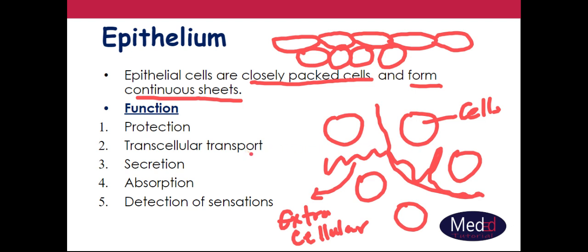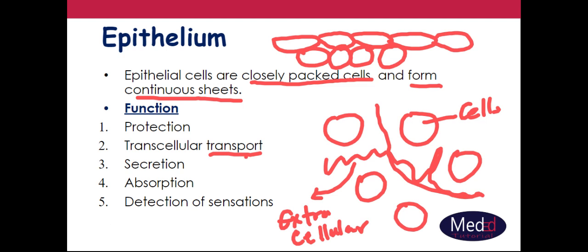So what are the functions of epithelial tissue? There are five major functions you need to take note of. Number one is protection. Wherever epithelial tissues are found, they help to protect the group of cells in that region. They protect the organ, the tissue, and the cells in that region from damage, abrasion, injury, and all of those things. Number two, they help to subserve transcellular transport.